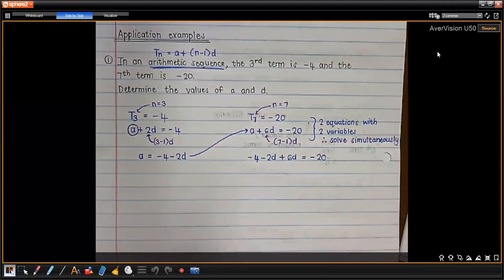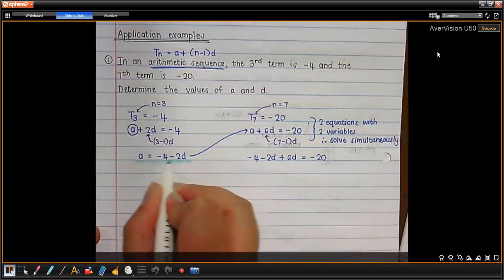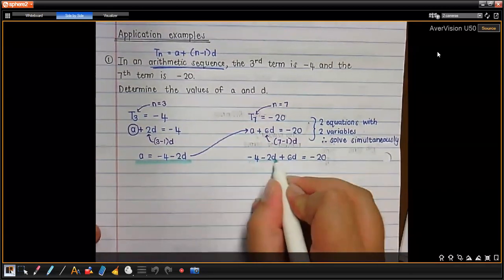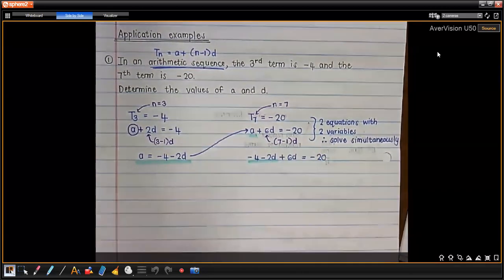This expression for a, we are now substituting in place of a in that equation. Because now what's happened? Now we only have d in that equation. So now we can solve for d. Remember, that's the purpose of simultaneous equations. We want to solve for the two variables.